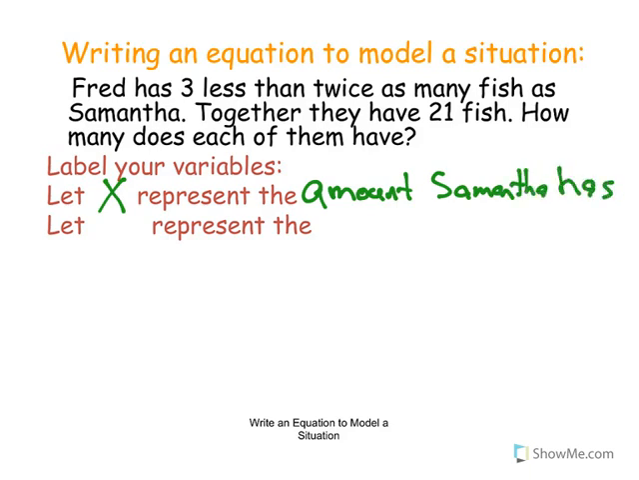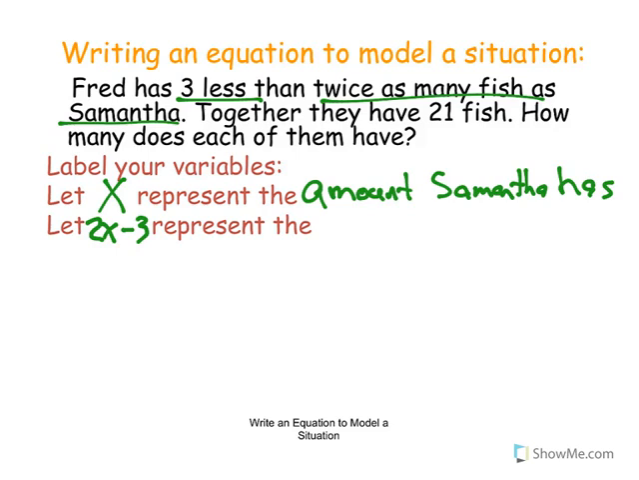And it says Fred has 3 less than twice as many as Samantha. So what's twice as many as Samantha? That would be 2x. What would be 3 less than that? 2x minus 3. Just be very careful. If you put 3 minus 2x, we're obviously going to make a very big mistake. When we're talking about less than a number, especially with the variable, we're always subtracting. 3 less than 10 is 10 minus 3, not 3 minus 10. So 3 less than x is x minus 3, and 3 less than twice x is 2x minus 3.